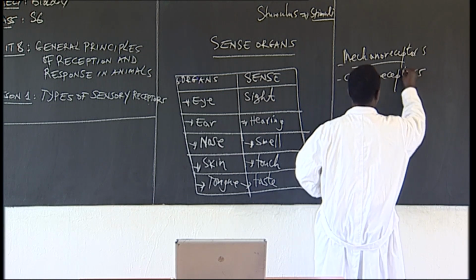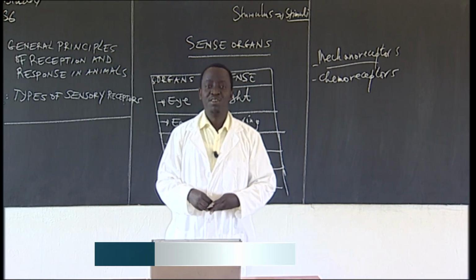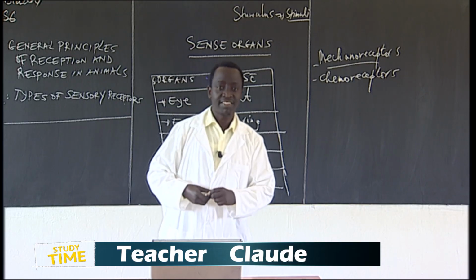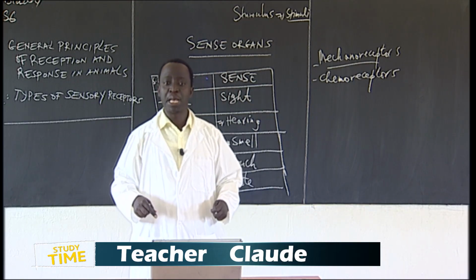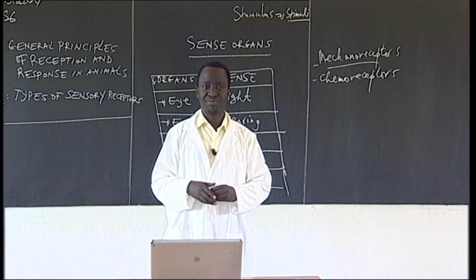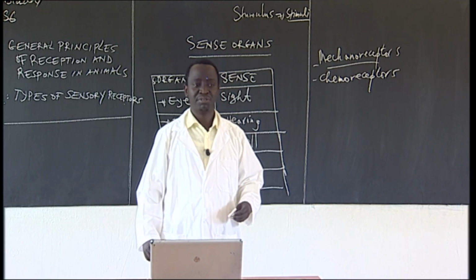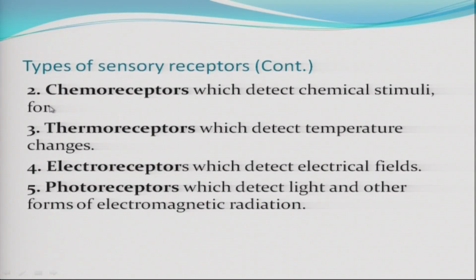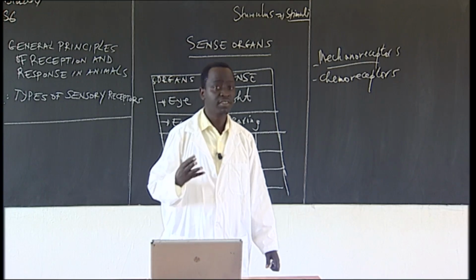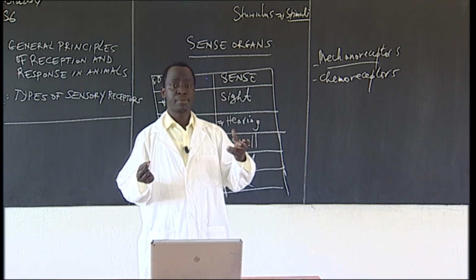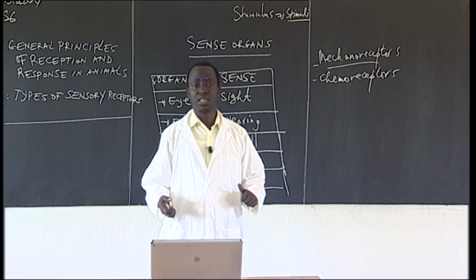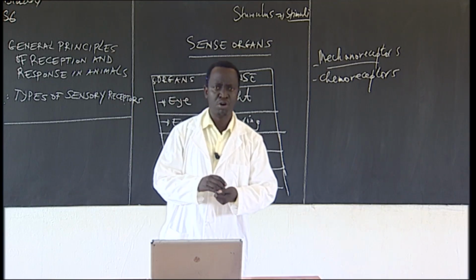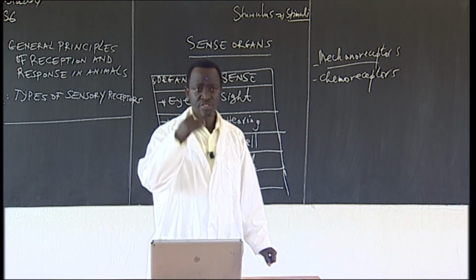Chemoreceptors. So we have receptors and chemo. Those are the receptor cells that can detect what? Can detect the chemical stimuli. For example, smell, taste, to see that something is salty or sweet. The receptors that can detect that, they are called chemoreceptors. They are found, for example, on the tongue, in the nose, they are found there.